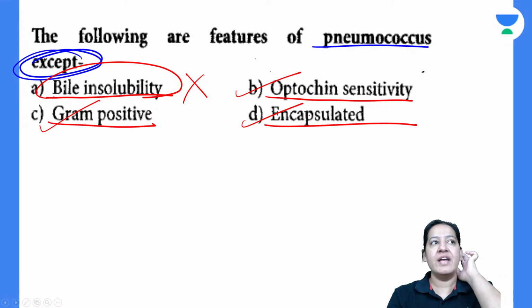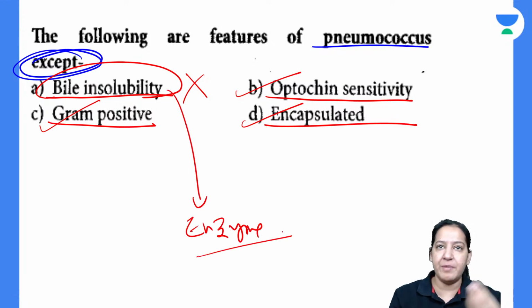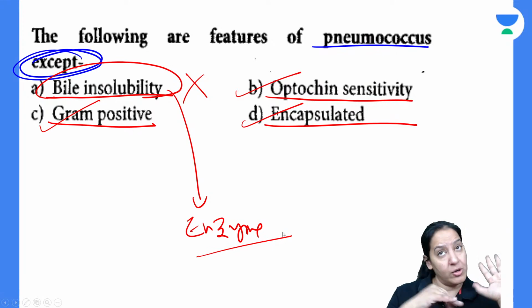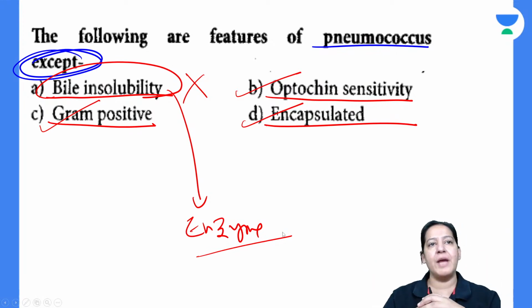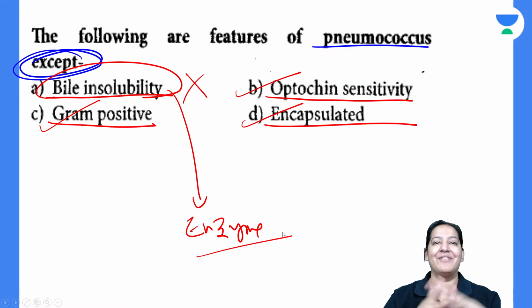So Sachin, Lavanya, Samir, what is the reason for bile solubility? Tell me the name of the enzyme which is present inside the pneumococcus, which becomes active in the presence of bile and causes solubility. Do you know the name of that enzyme? Does anyone of you know the name of that enzyme? Questions can come on any point. The knowledge should be complete. The concept should be complete. What's the name of that enzyme?